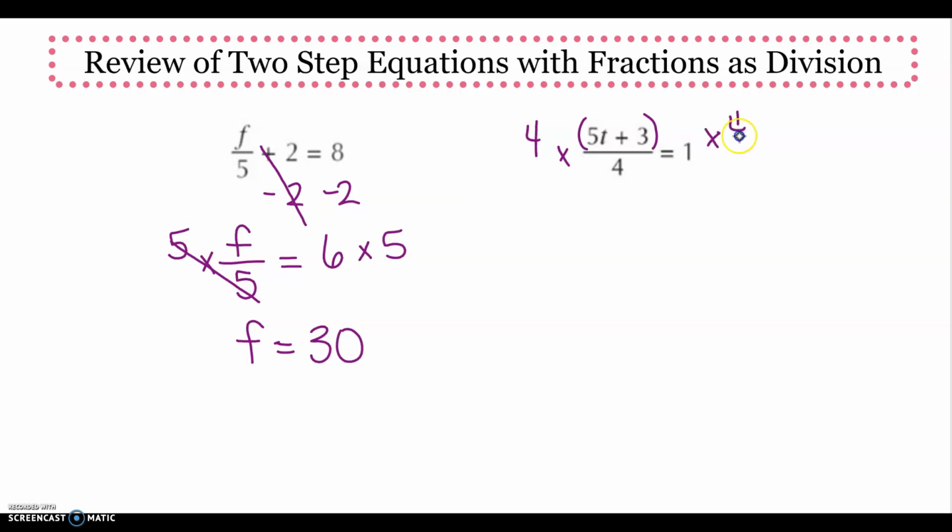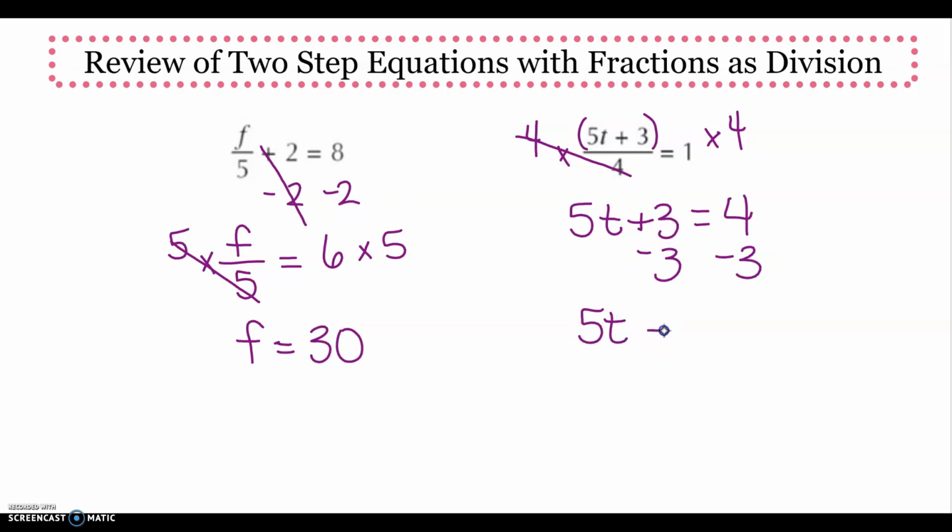So we're going to multiply by 4 on both sides. This cancels, and we're left with 5t plus 3 is equal to 1 times 4, which is 4. Now we have our basic equation to solve. We're going to subtract 3 on both sides. 5t is equal to 1, and then our final step is to divide by 5, and t is equal to 1/5. We could go back in and plug this in to check it.